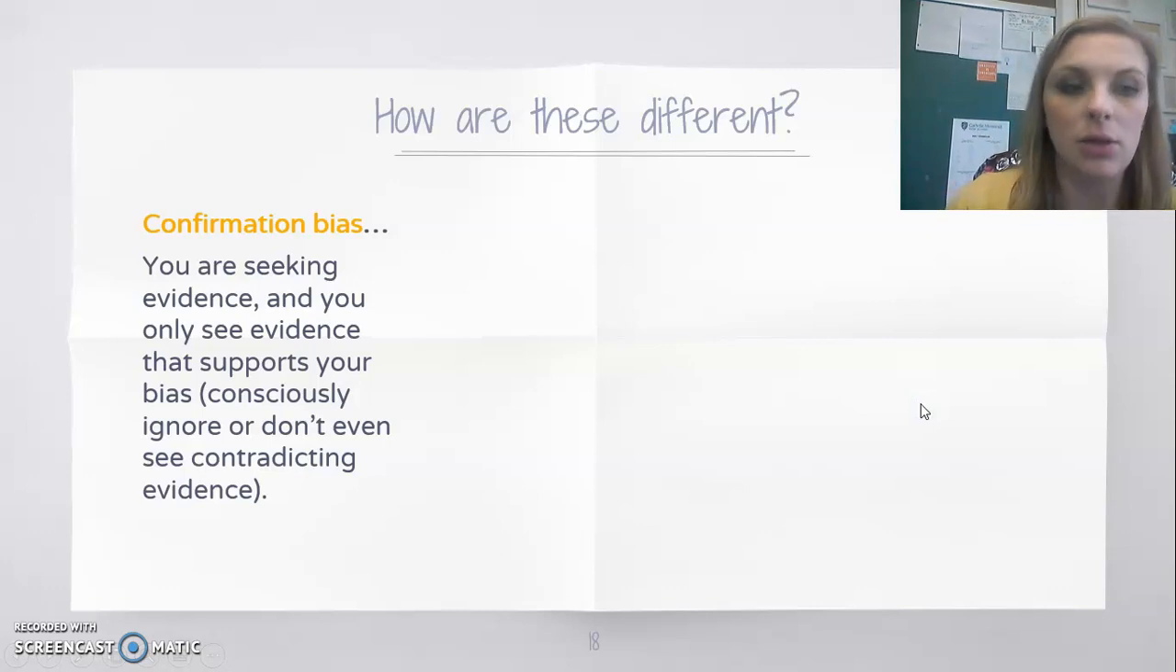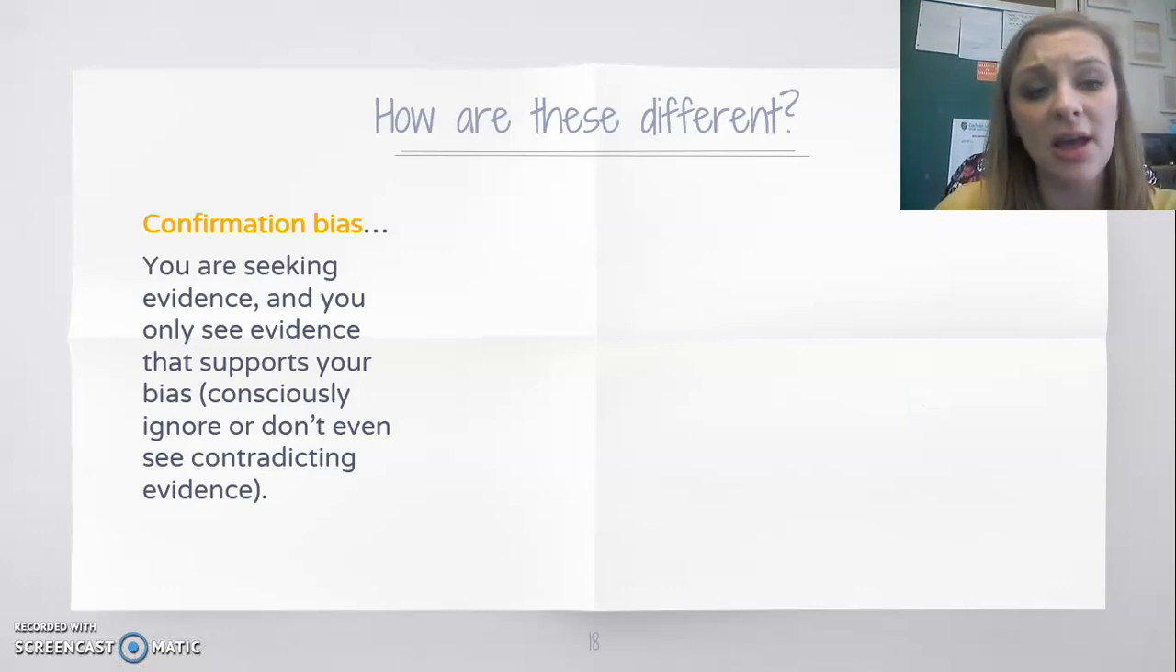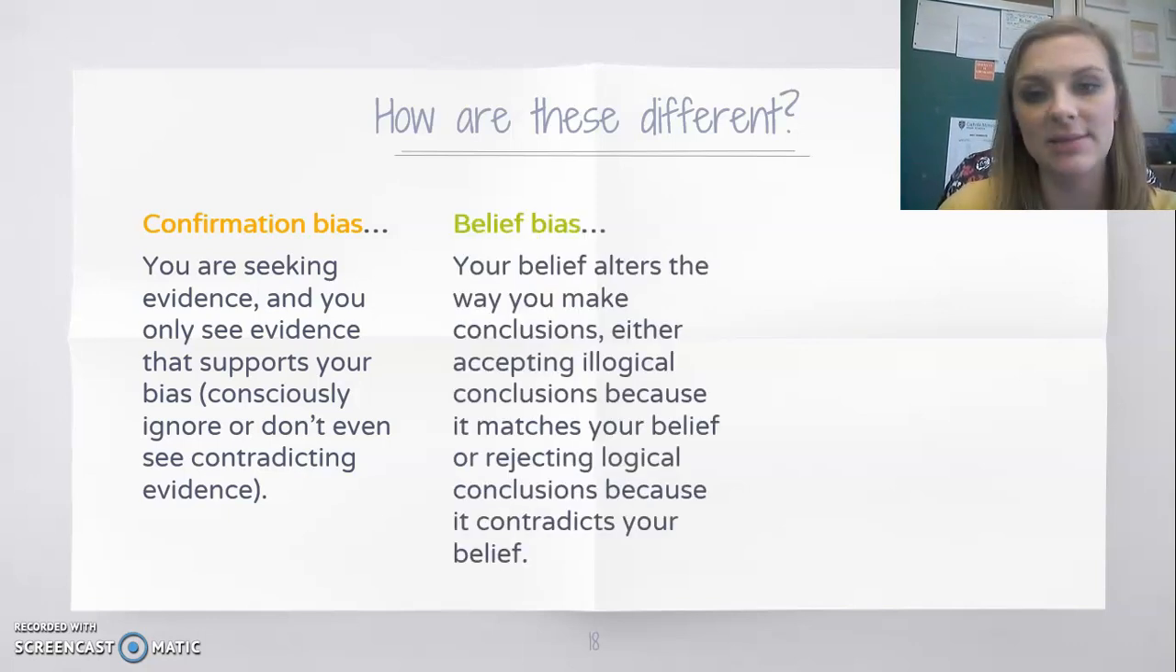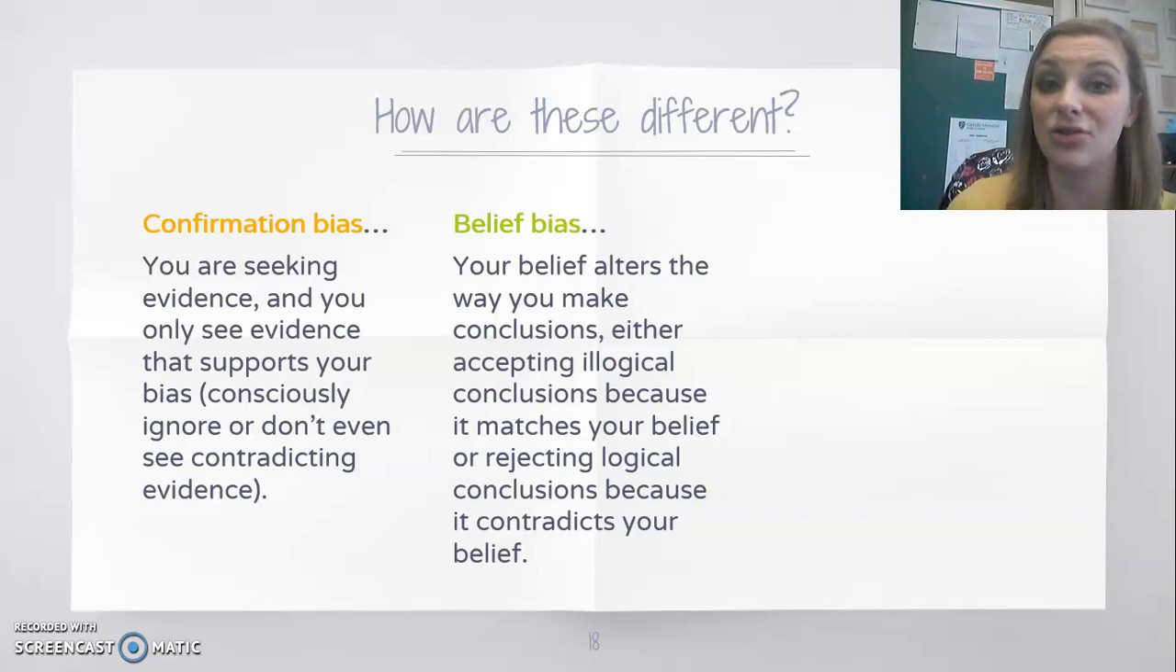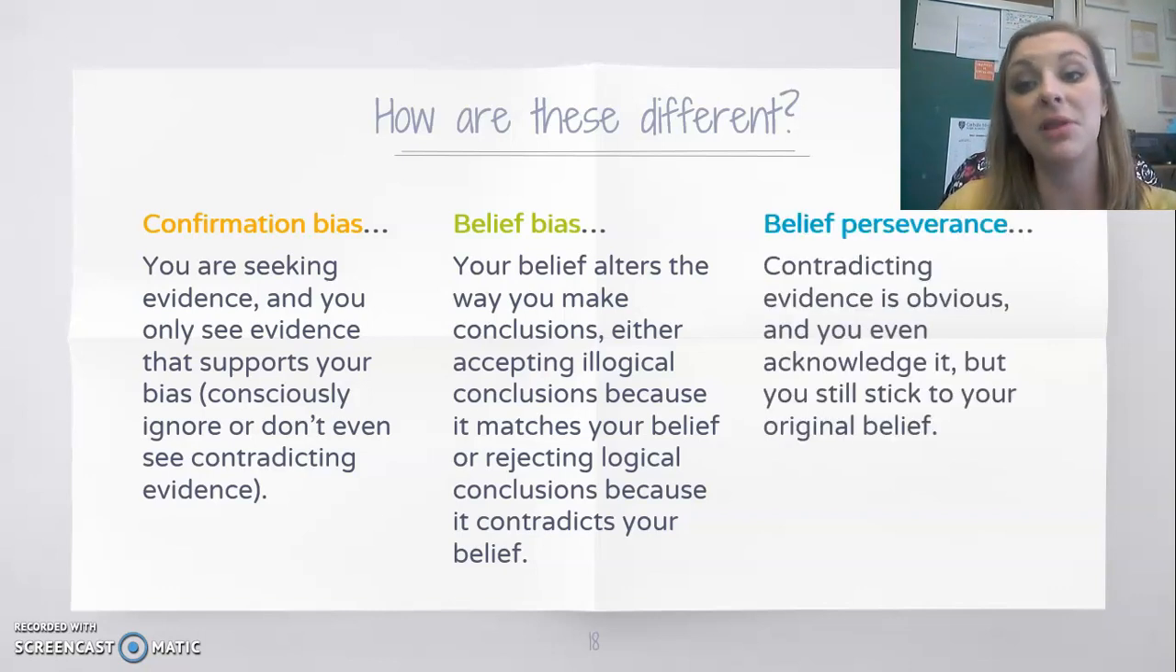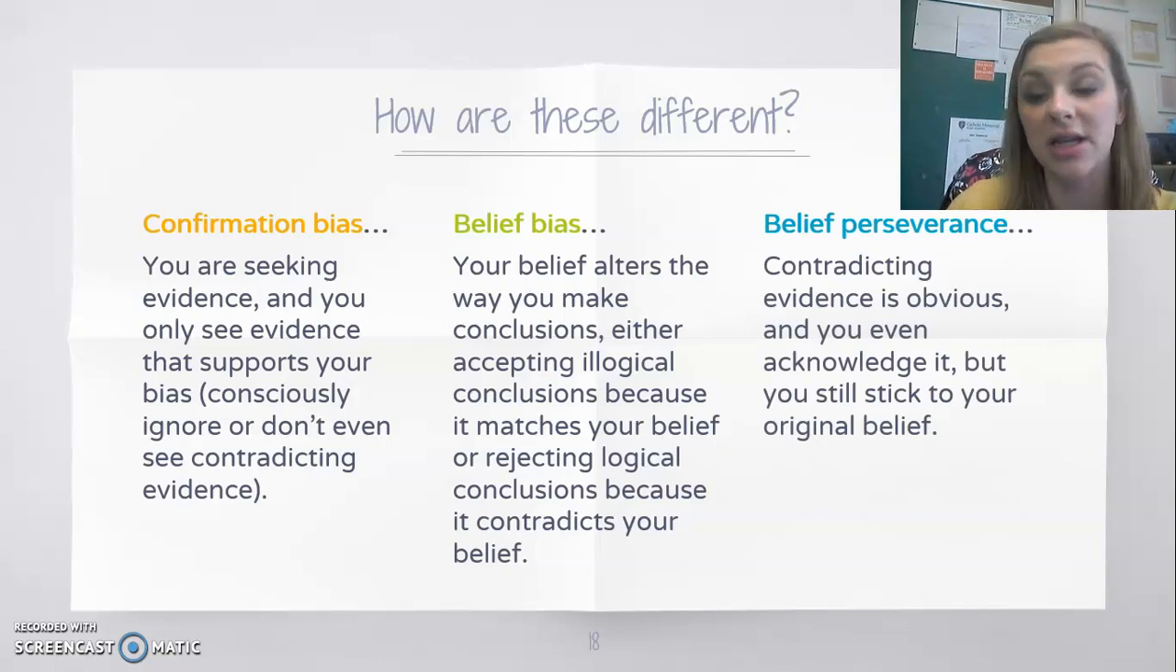So how are these different? Well, with confirmation bias, you're seeking evidence and you only see evidence that supports your bias. With belief bias, your belief alters the way you make conclusions, either accepting illogical conclusions because they match or rejecting logical conclusions because they contradict. And then with belief perseverance, contradicting evidence is obvious, and even if you acknowledge it, you still stick to your original belief.